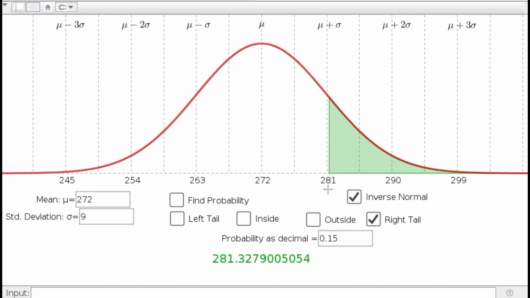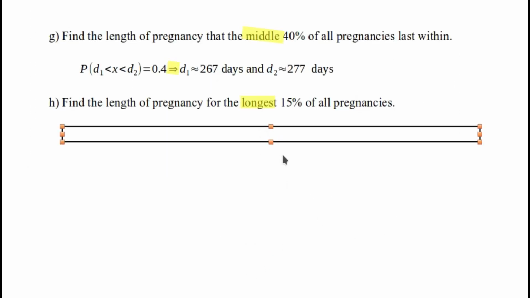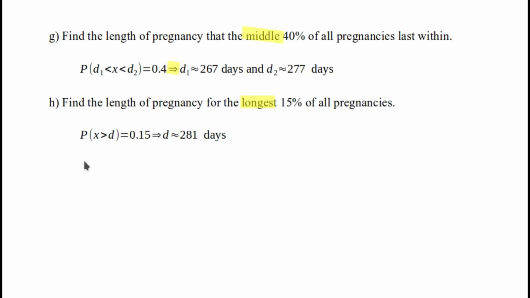And it looks like the boundary starts somewhere around 281 days. So again, we're looking for a boundary. So the probability that x is greater than, that is longer than, that boundary d for the number of days is 15%. That implies, when we use our calculator, d equals 281 days.